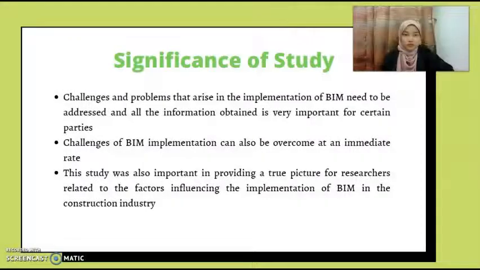So now, significance of the study. Challenges encountered during BIM implementation are addressed and all information gathered is critical for specific parties. According to the study suggestion, contractors or stakeholders must constantly enhance the project quality and performance. Indirectly, the problem of BIM deployment will be quickly solved. The findings of this research are critical for other construction sectors, particularly small and medium-sized businesses involved in BIM implementation.